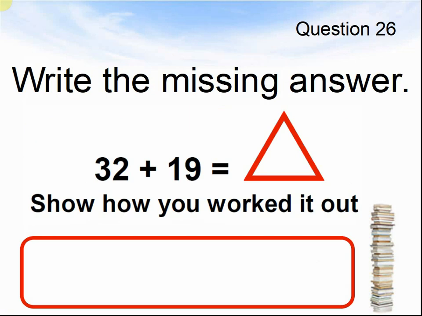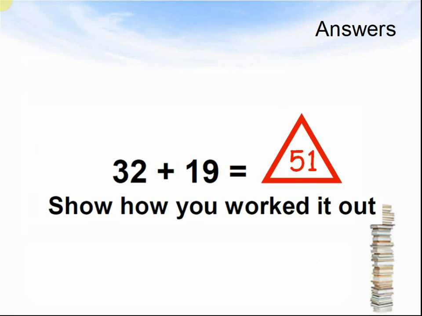Question 26. Write the missing number. 32 plus 19 equals what? Show how you worked it out. Pause the video until you are ready to see the answers. Here come the answers. The answers are 51. And how you worked it out, you would have to explain to your teacher.